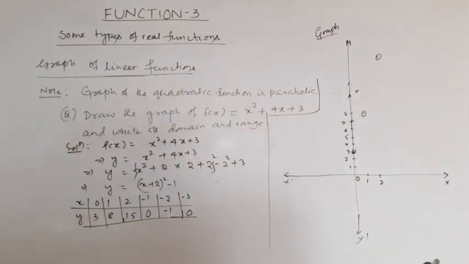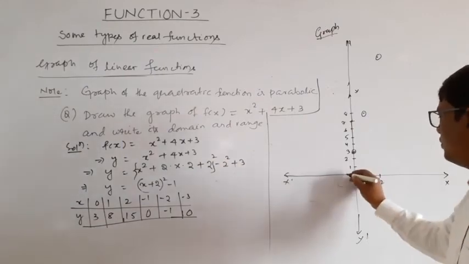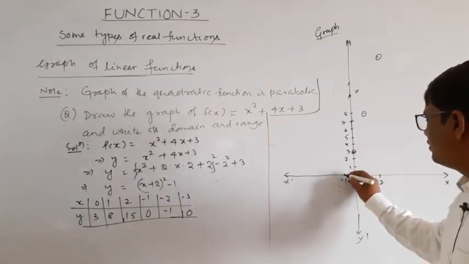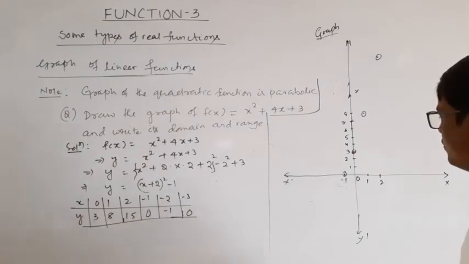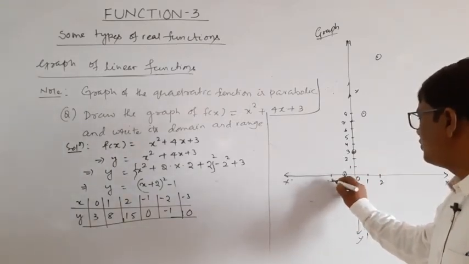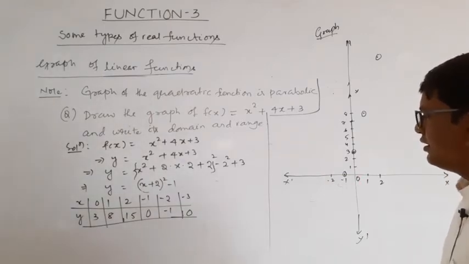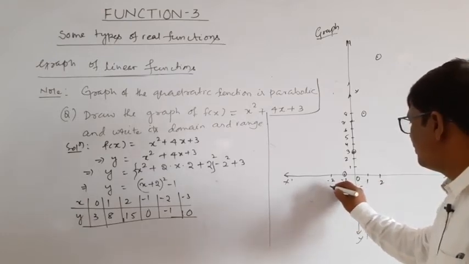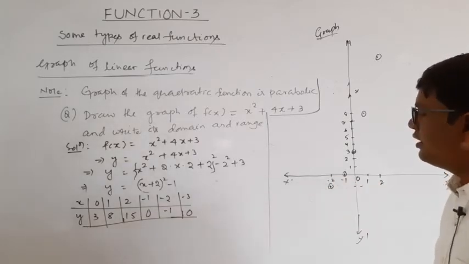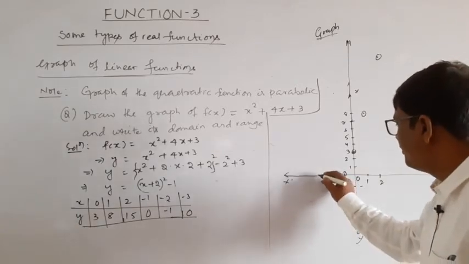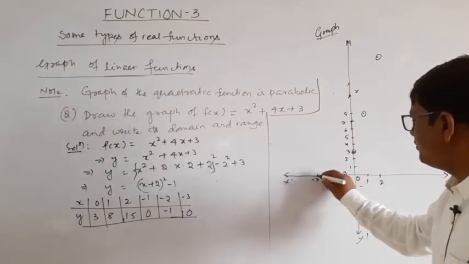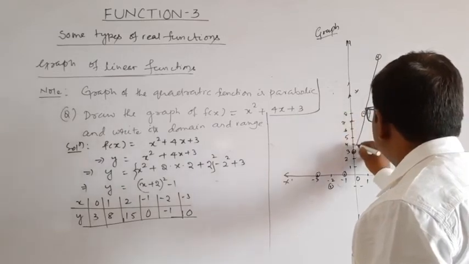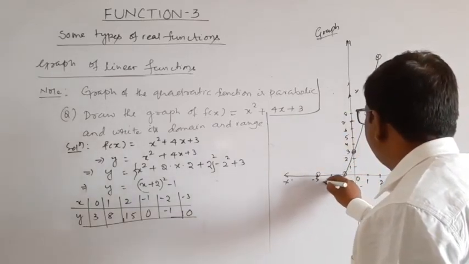If x is equal to minus 1, y equal to 0. X is equal to minus 2, then y is equal to minus 1, suppose this is minus 1, and x is equal to minus 3, then y is equal to 0. So the graph will be like this.